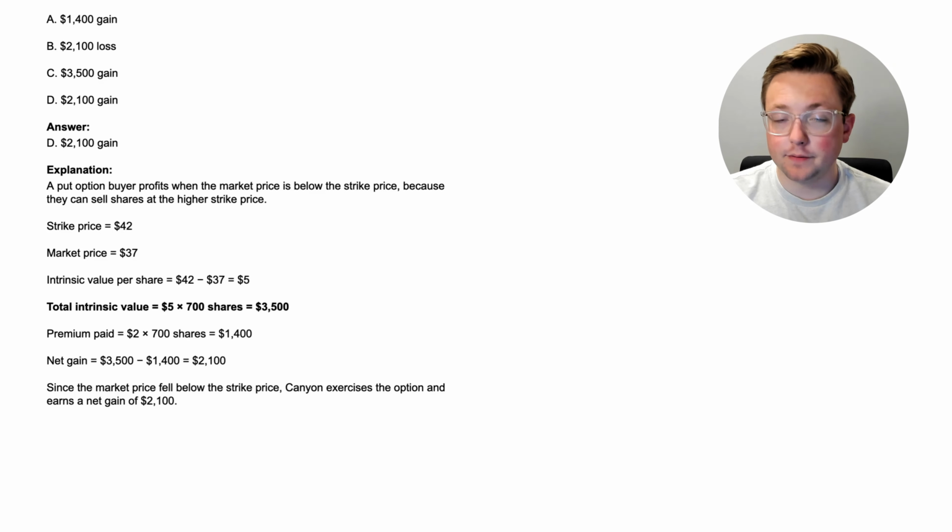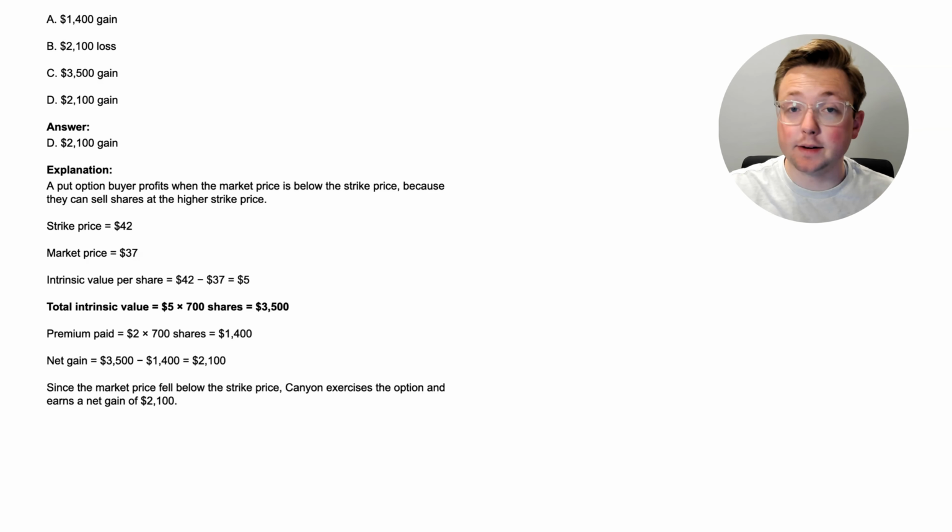But again, they are benefiting here because they have an option to be able to sell at the higher price than the lower market price, because that's what a put option does. But they did pay a $2 premium to be able to do that. So they pay that $2 premium, but now that the market price is $37 instead of $42, they are able to sell shares for $42 instead of $37, and so that gives them a big benefit. Since the market price fell below the strike price, they exercise the option and they again get a gain of $2,100. So again, I hope you're seeing the difference between call options and put options and buyer and seller in those situations. Now let's go to the next question.